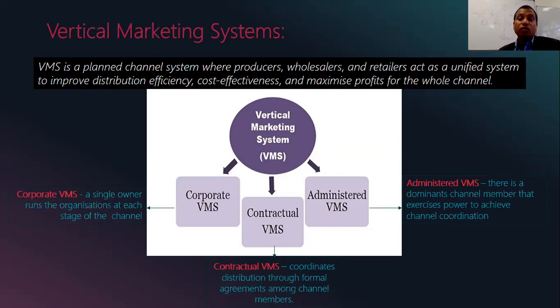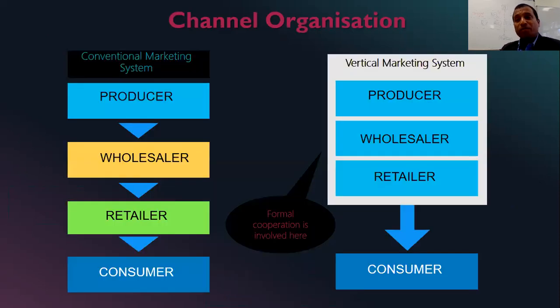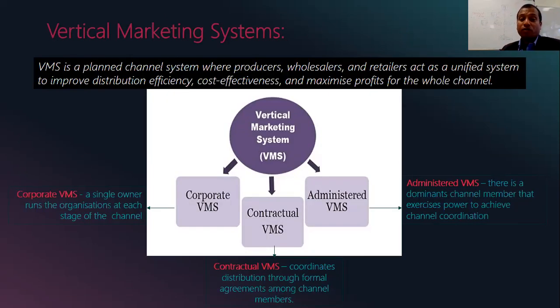The second one is corporate VMS. What it says is that a single owner runs the organization at each stage of channel. So there could be a chance where the manufacturer has their own wholesaler and their own retailer. So if all three, like producer, wholesaler, and retailer, have a single owner, that will be the case of corporate vertical marketing system.